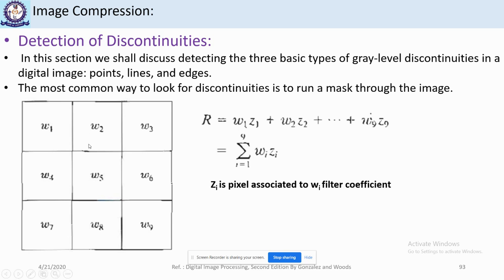So for the response, what do we do? We find the sum of the products. The product of the coefficient and the pixel value will be taken, and the sum of all these product terms will be taken. That will be our response of the filter. So that we will use to detect discontinuities.